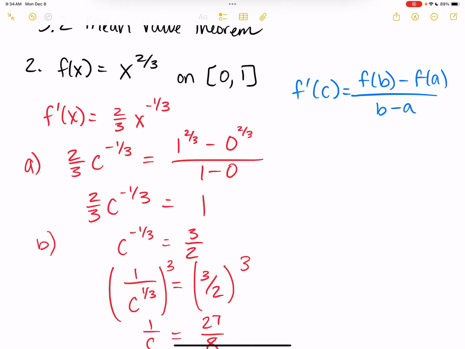But the areas where this wouldn't apply is if I have a corner, a cusp, a vertical tangent, or I'm trying to think what the other one is called. Corner, cusp, vertical tangent.